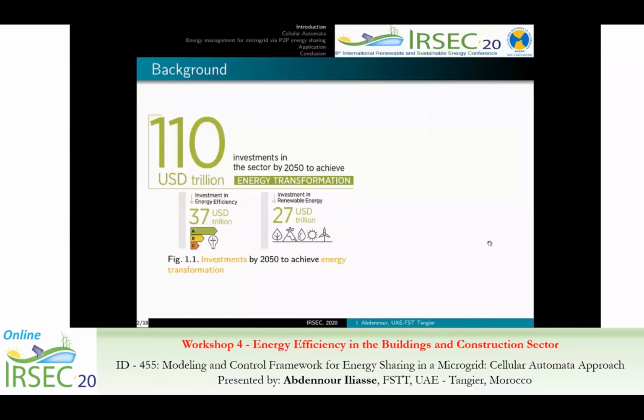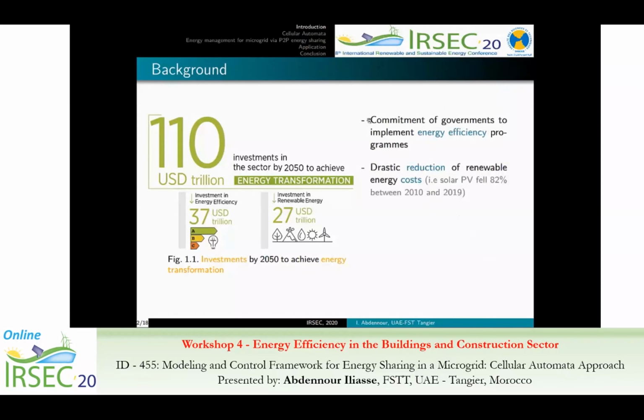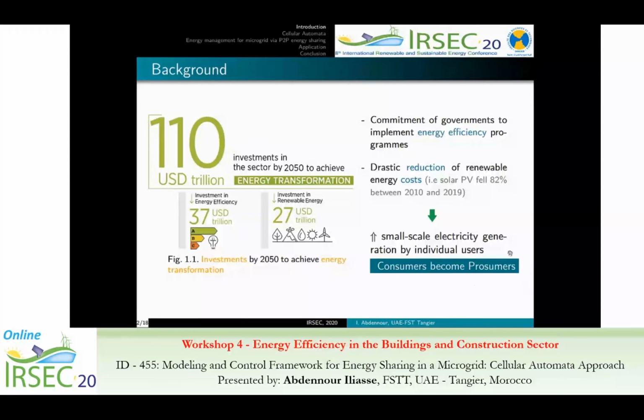As you see in this picture, 110 trillion US dollars is the investment by 2050 to achieve energy transformation, namely in renewable energy and energy efficiency. There are two factors behind this transformation. The first one is the commitment of governments to implement energy efficiency programs and respond to climate change, and the second one is the drastic reduction of renewable energy costs. For example, between 2010 and 2019, solar photovoltaic costs fell 82%, and this motivates people to use renewable sources to produce their own electricity, and that's what we call consumers becoming prosumers.